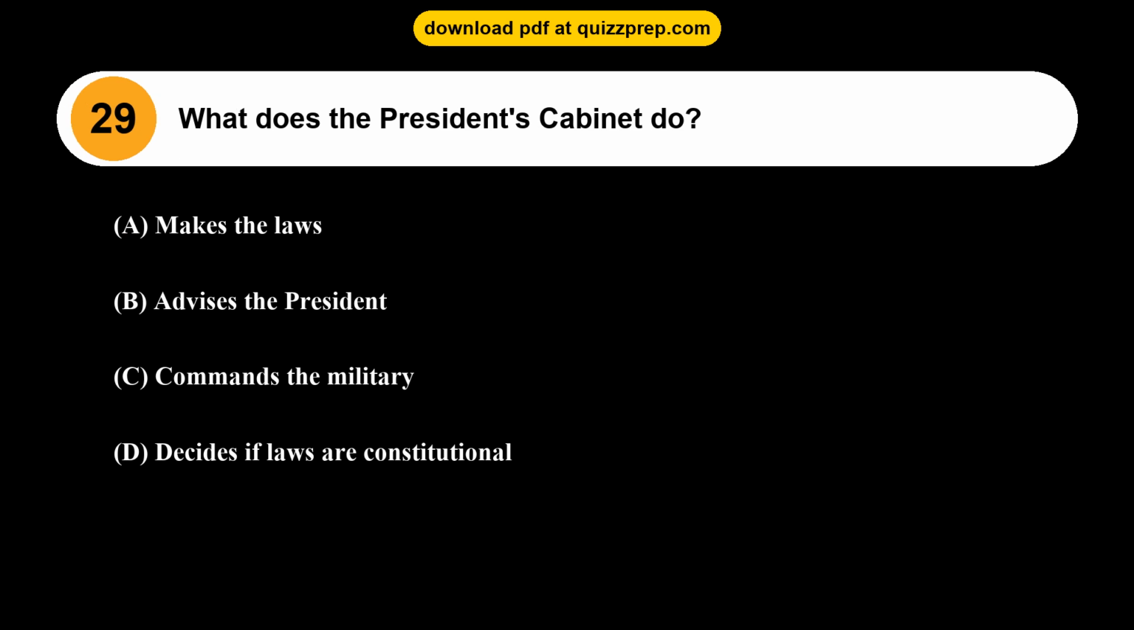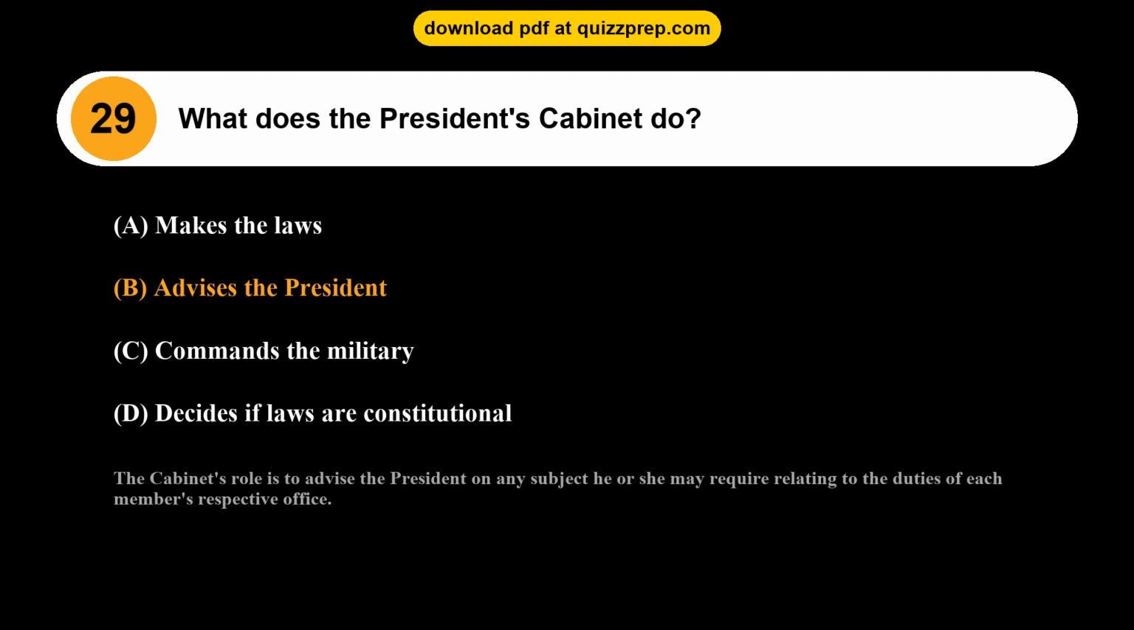Question 29. What does the president's cabinet do? Option A, makes the laws. Option B, advises the president. Option C, commands the military. Option D, decides if laws are constitutional. The correct answer is option B, advises the president. The cabinet's role is to advise the president on any subject he or she may require relating to the duties of each member's respective office.